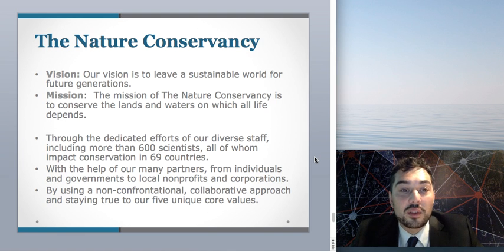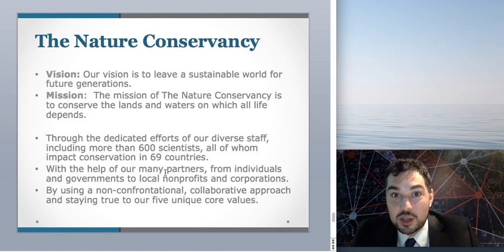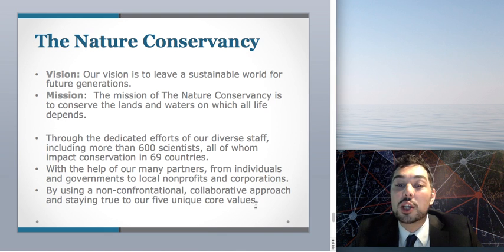All right. The Nature Conservancy, and that'll be the last one we go over today. Our vision is to leave a sustainable world for future generations. Inspiring? I think so. The mission of the Nature Conservancy is to conserve the lands and waters on which all life depends. Through the dedicated efforts of our diverse staff, including more than 600 scientists, all of whom impact conservation in 69 countries. With the help of our many partners, from individuals and governments to nonprofits and local corporations. So there's their customer and their stakeholders, by using a non-confrontational, collaborative approach and staying true to our 5 unique core values. So we have where they're going, they have how they do it, and they have a bit more about the values that they care about and who their core customer is.